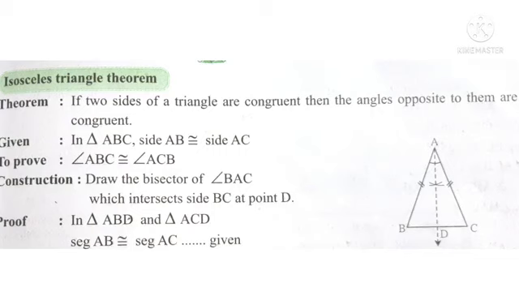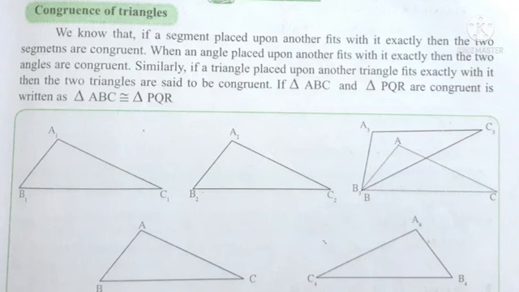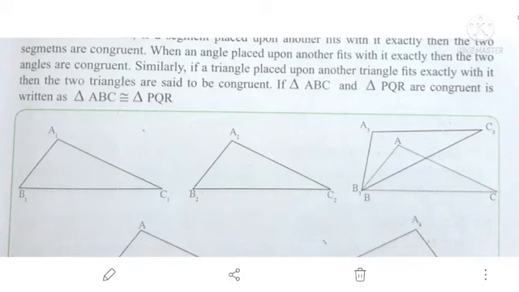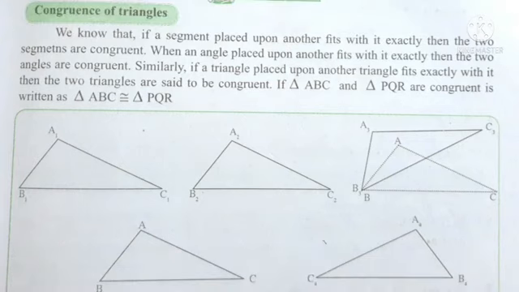If 2 sides of a triangle are congruent, then the opposite angles are also congruent. You remember these 2 statements. Now we will see what is the congruence of triangles. Now we see congruence of triangles.